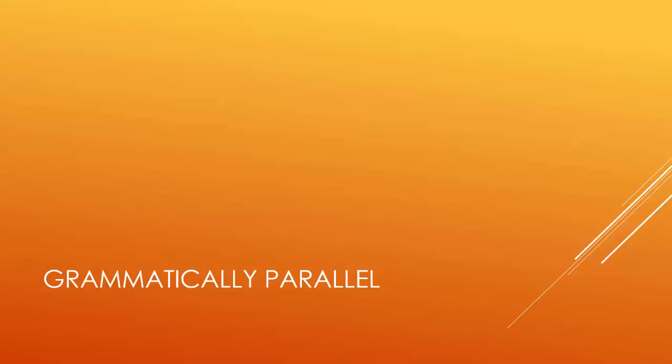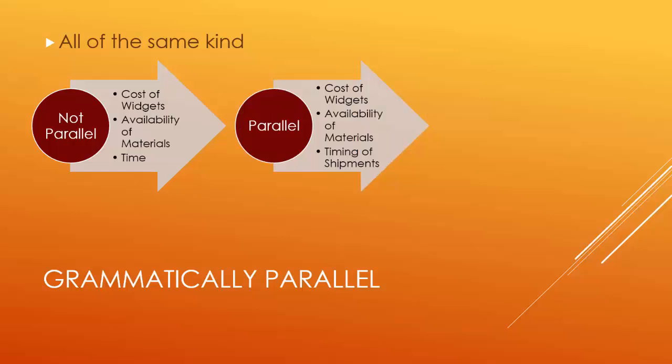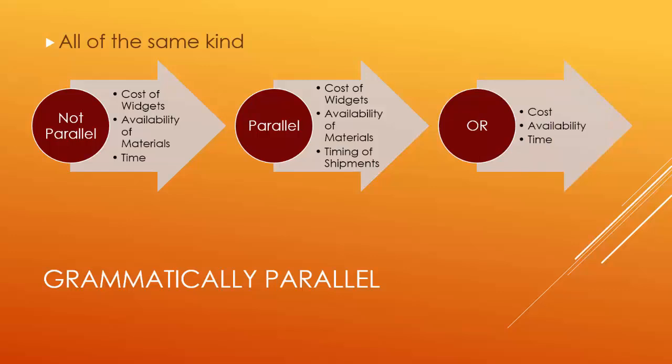This means that they all need to be of the same kind. Consider a section called Findings with the following subheadings: Cost of widgets, availability of materials, time. One of these things is not like the others. The third heading would need to become timing of shipments or something like that, or the other two would have to become cost and availability, although those don't really meet the requirements of specificity discussed above.